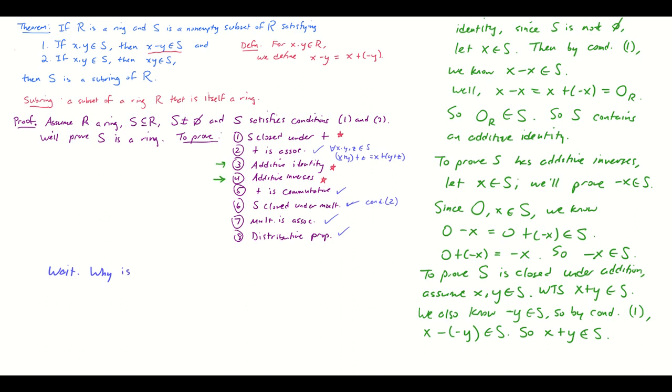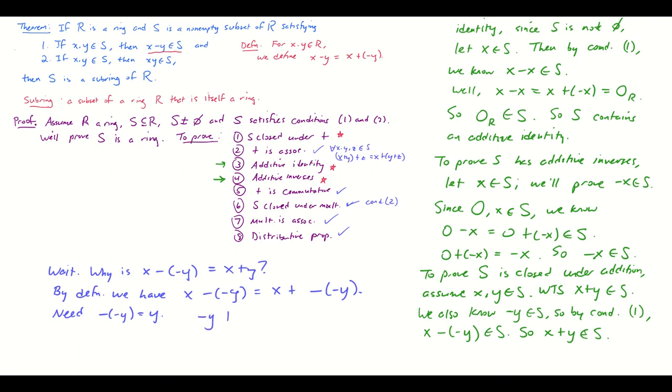So let me write this down. Is X minus the opposite of Y equal to X plus Y? By definition, we have X minus the opposite of Y equal to X plus the opposite of the opposite of Y. So we need that the opposite of the opposite of Y to equal Y. But to show that that's true, I can just do the following little mental stunt here. I can say that I know that the opposite of Y plus the opposite of the opposite of Y has to equal 0, because I'm taking some element of the ring, which by the ring I'm referring to R.